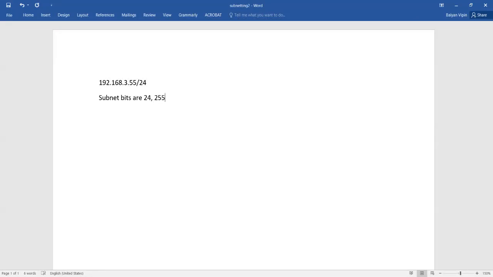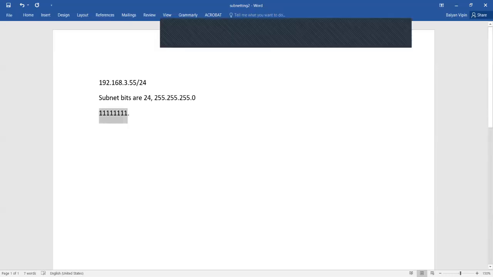Therefore the subnet mask will be this. If I write it in the form of binary, it will be an octet of 8, then another octet of 8, then another octet of 8, and then an octet of 0. So it will be of this form.